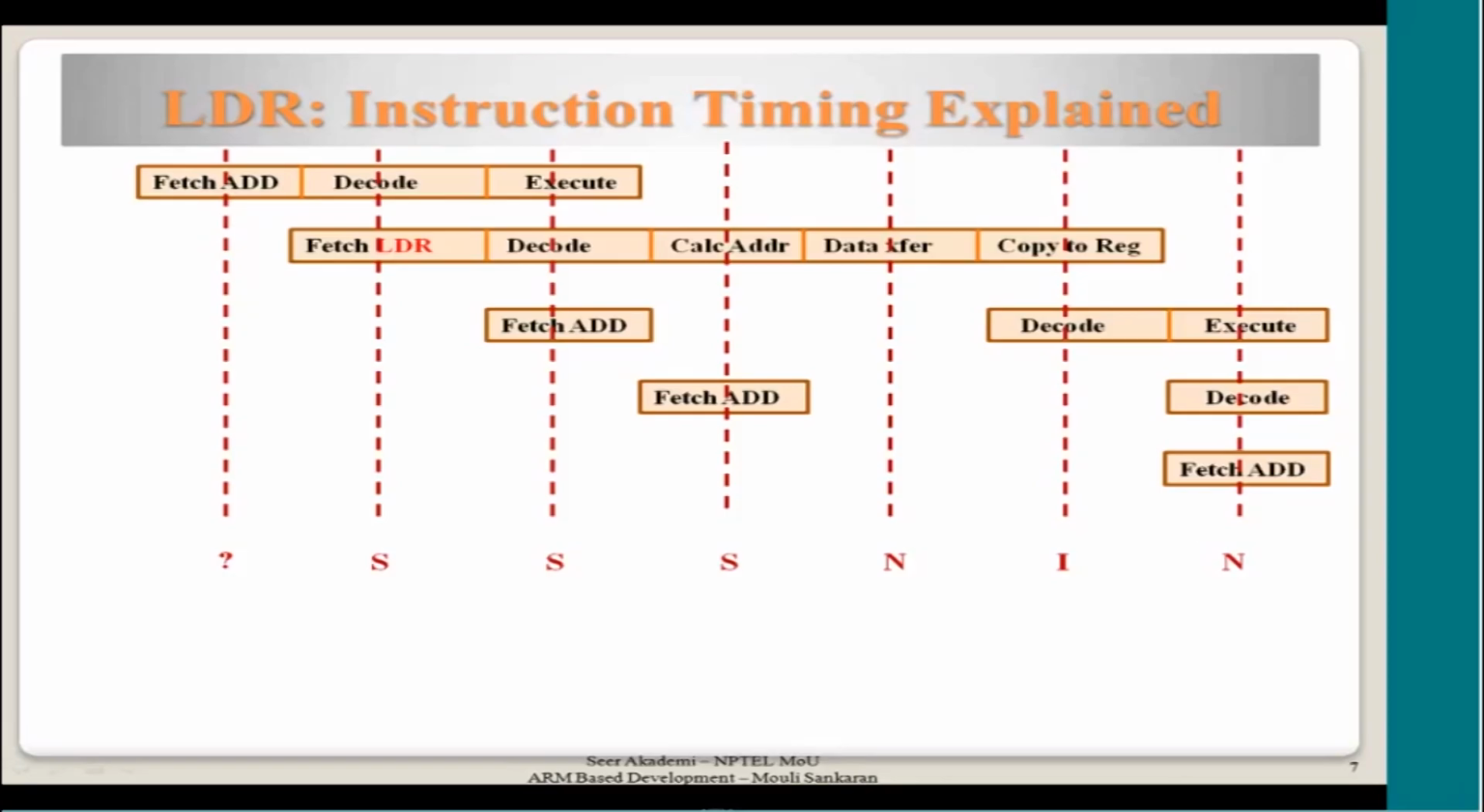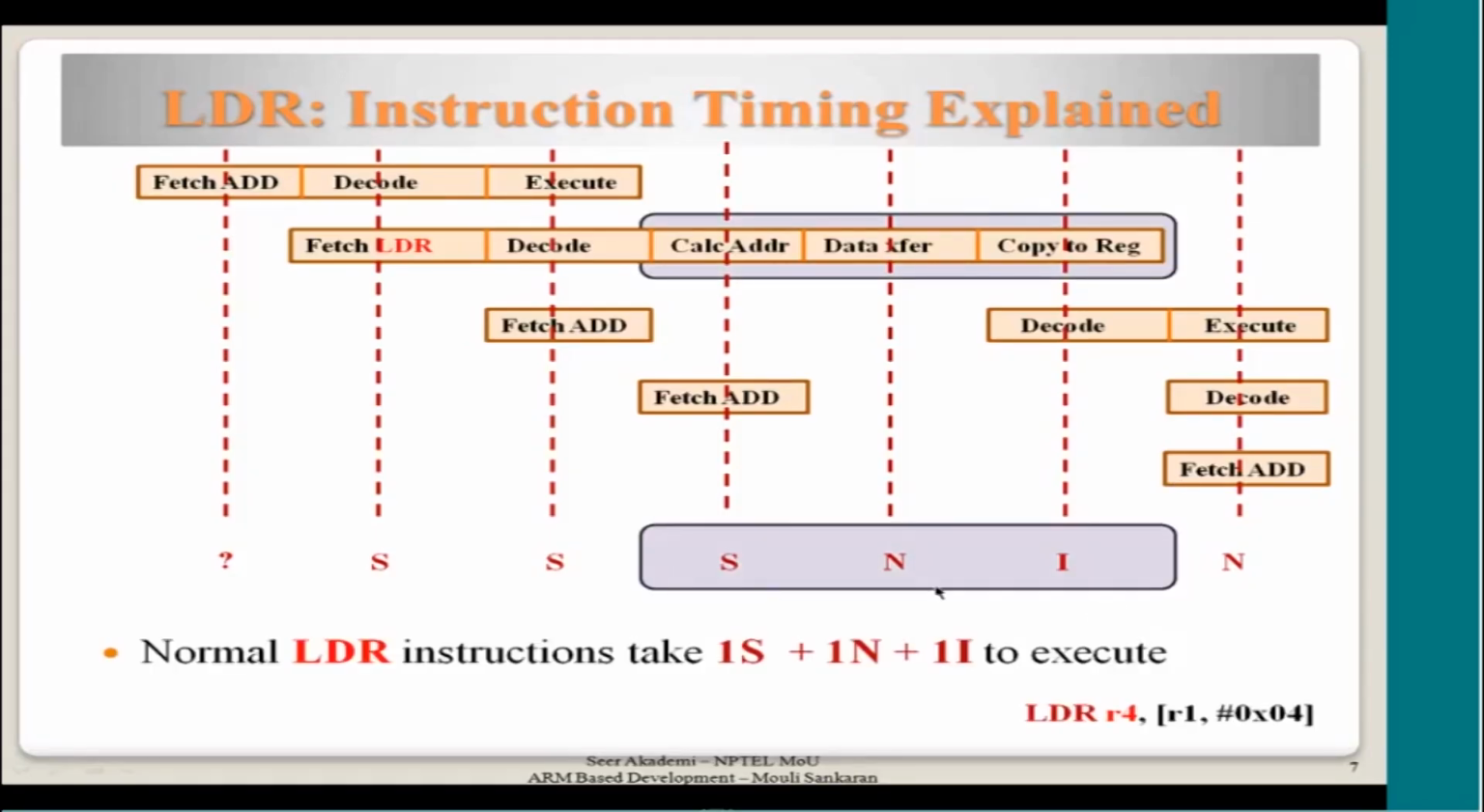This much time, right? After that, the next instruction has taken over the execute stage, and prior to this, add was in the execute stage. So our timing is this much, which corresponds to 1 S and 1 N and 1 internal cycle. I hope this is very clear to you. I thought it is very important that you understand it from the pipeline perspective, how an instruction flows through it.